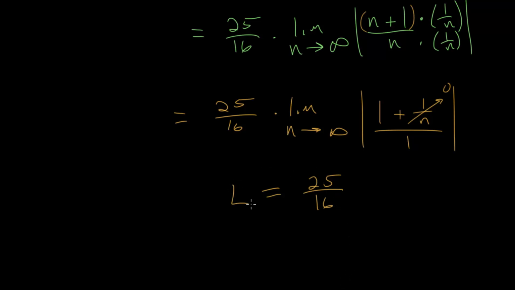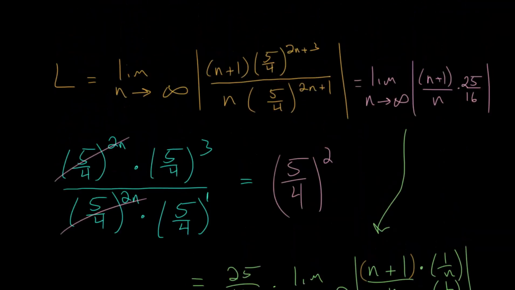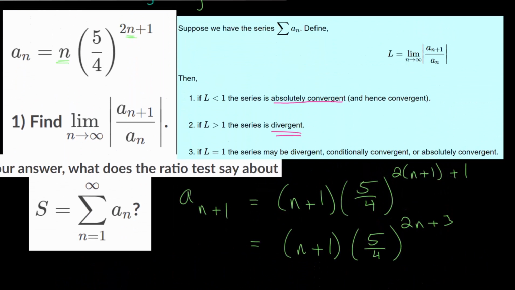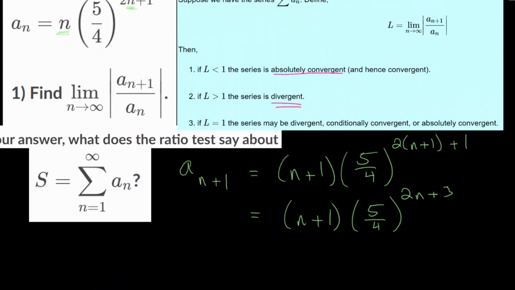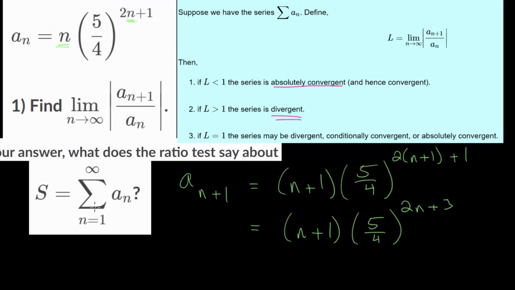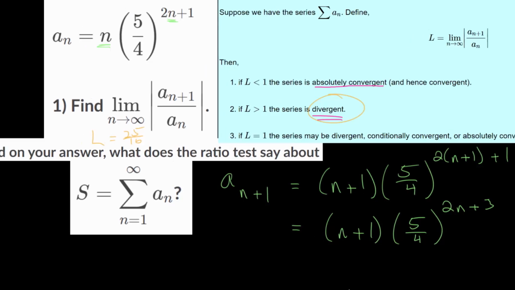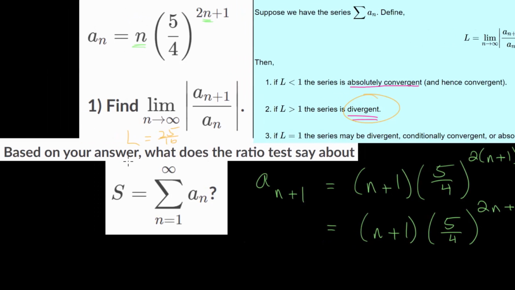And since our L value is bigger than 1, if we go back up to our definition of our ratio test, we can see that when L is bigger than 1, this sum here, this infinite sum, is divergent. So we find our limit, L, that's 25/16, and then to answer our second question, based on our answer from 1, what does the ratio test say about this infinite sum? We now know that this sum would be divergent. It does not converge to some real number.